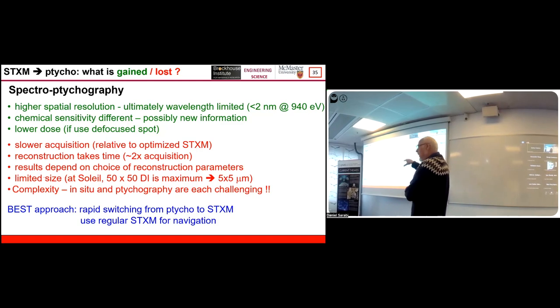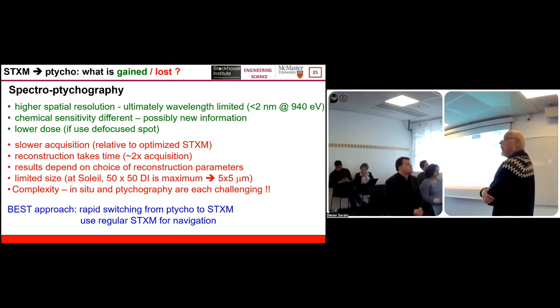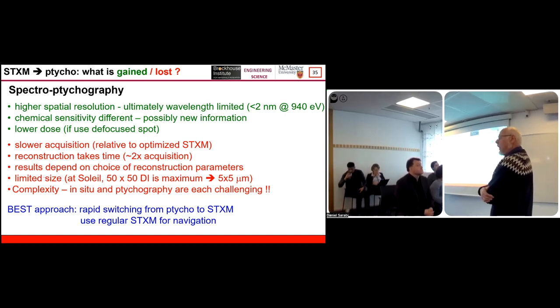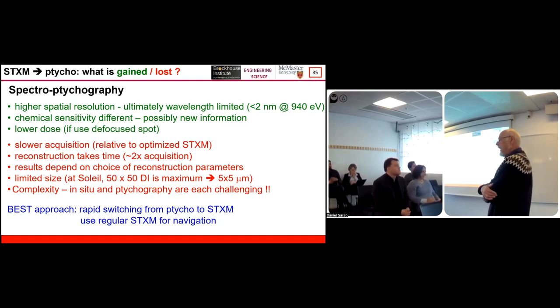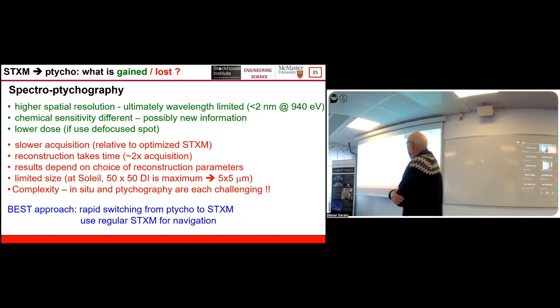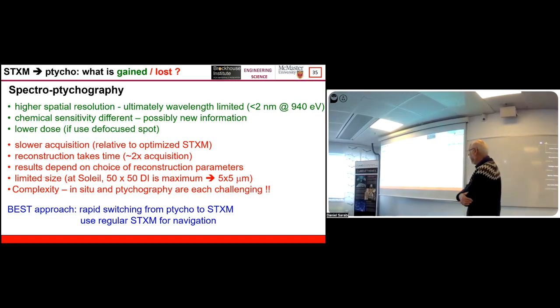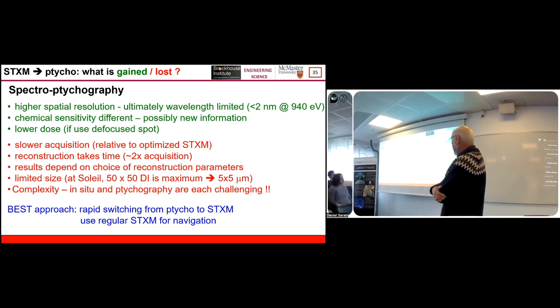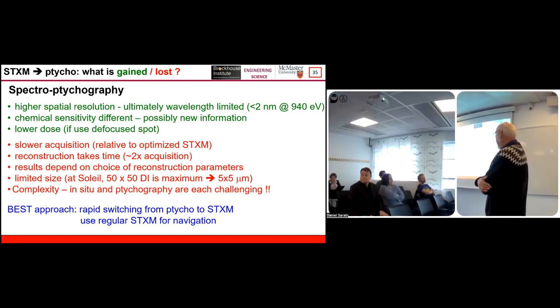If we use optimized STXM and ptychography, it's still slower, and I think it can go a lot faster. There are cameras coming on the market which are about 2 to 3 times faster than the current one, which will transmit a megapixel image in about 40 milliseconds. The reconstruction time is still a challenge, but that's getting faster and faster.